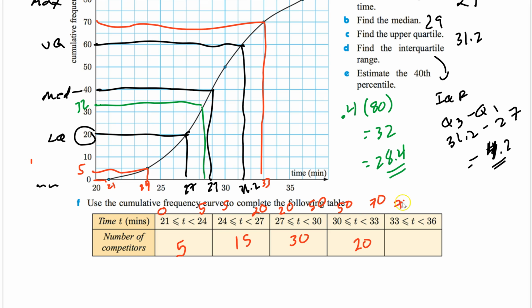The last one's the easiest one. 36. I know it has to end at 80. That's where we topped off at. So 10. So that's how you fill out this. That's how you go backwards from a cumulative frequency graph, right? You always just look at these. What does 21 get you? What does 24 get you? Subtract. Oh, you already had 24, so now just figure out what 27 is. Subtract, and so on. That's it for that example.